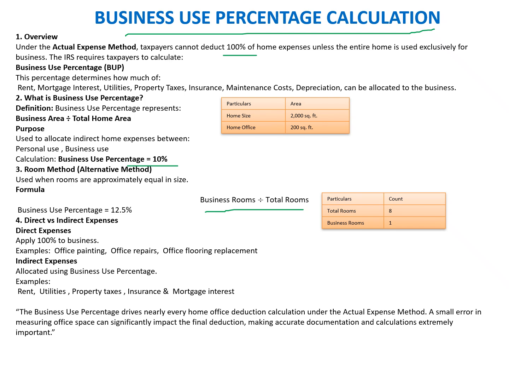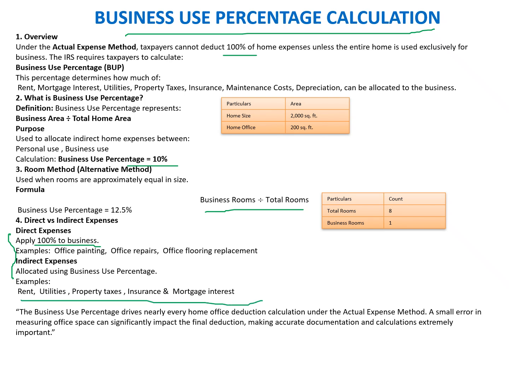So, direct versus indirect expenses. Direct expenses, which are specifically and exclusively for the purpose of business, can be claimed directly without any challenges, and would be 100% to the business. Indirect expenses are allocated based on either the area or the room percentage that we just showed. These include rent, utilities, property taxes, insurance, and mortgage interest.